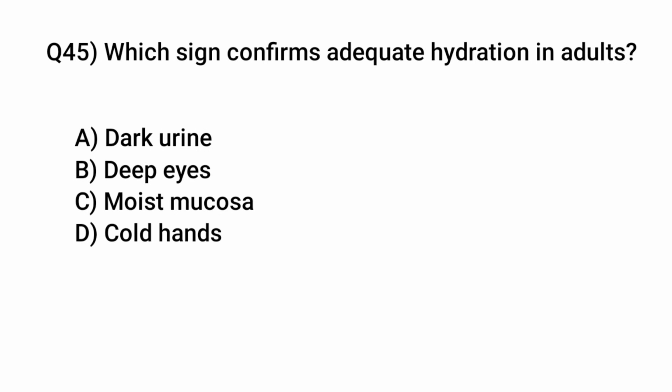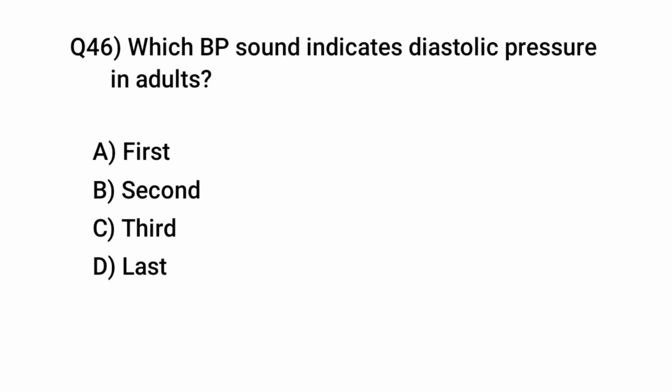Question number 45. Which sign indicates hydration in adult? Correct option is C. Moist mucosa. Question number 46. Which blood pressure sound indicates diastolic pressure in adult? Correct option is D. Last sound.